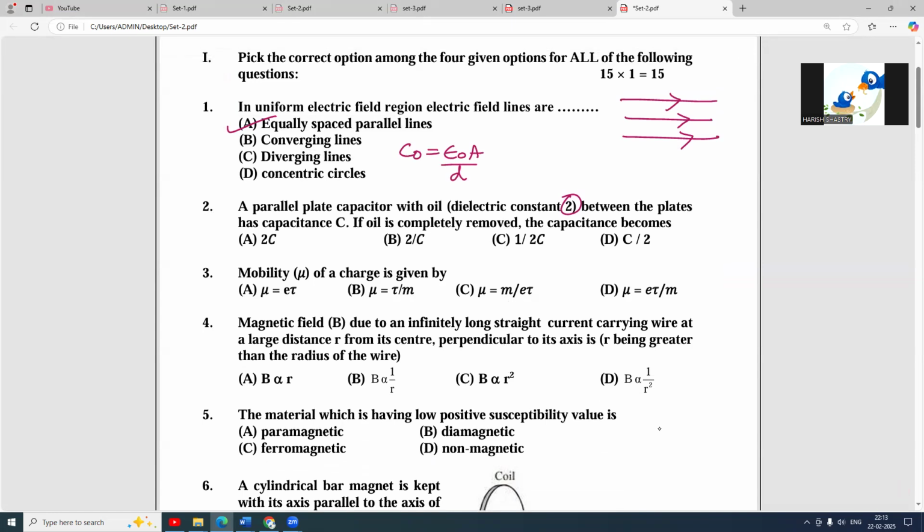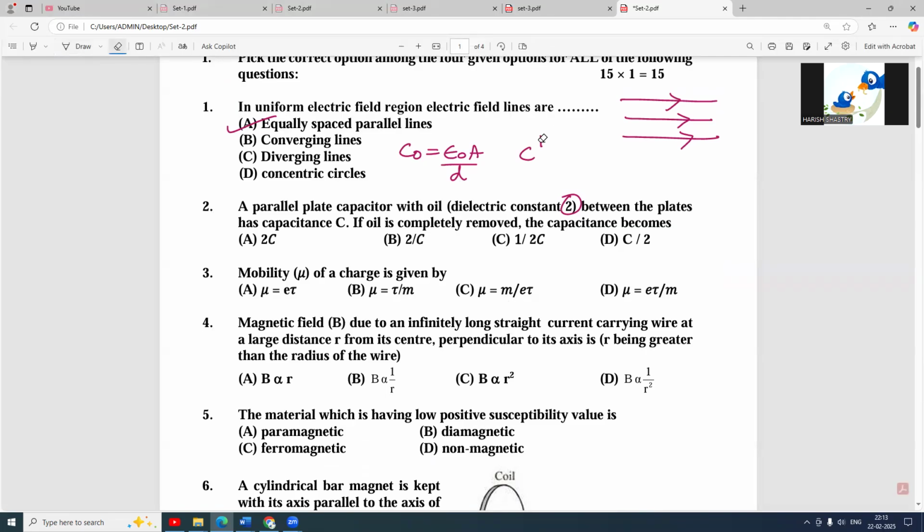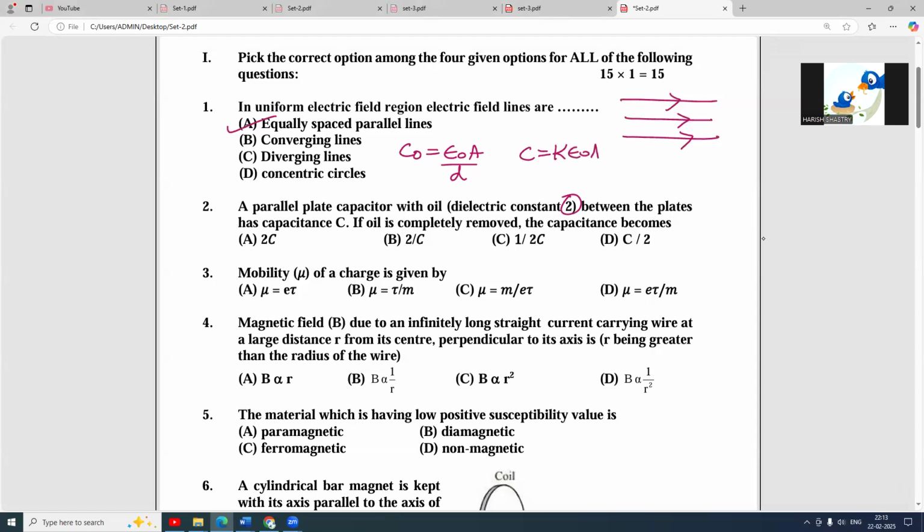And if some medium is used between the plates, then C dash or C is written as C naught and C, where C is with the medium. Then you introduce a dielectric medium of dielectric constant K: K epsilon naught A by d. So the new capacitance will be K times C naught.